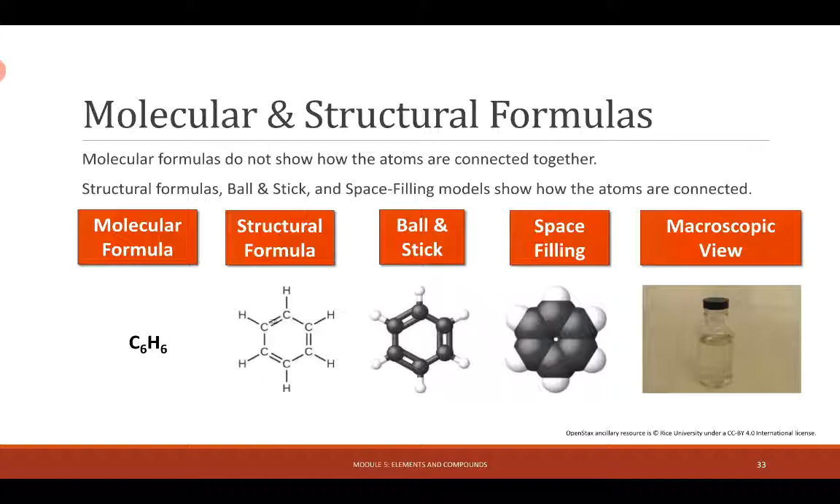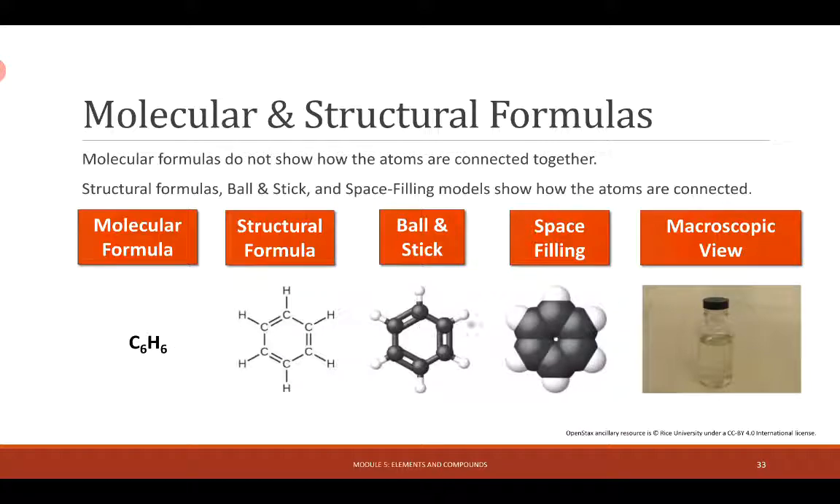This structural formula tells us the chemical symbols for the different elements, and then uses lines to represent bonds between those different elements. But this doesn't really give you a view of what the molecule really looks like, and so there's other models. This is known as a ball and stick model, where the atoms are represented by colored balls. And then this is a space filling model, which is the closest we get to an actual molecular view, because the atoms are smushed together in space.